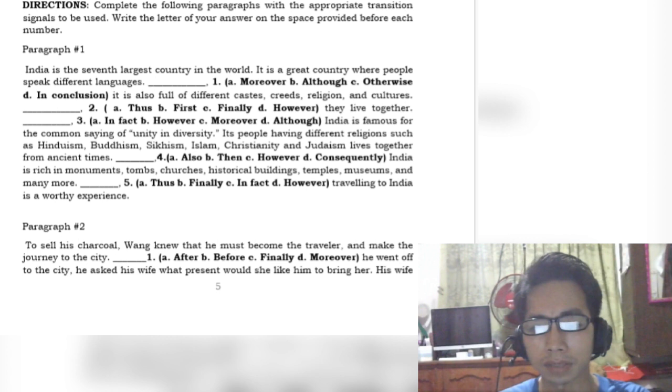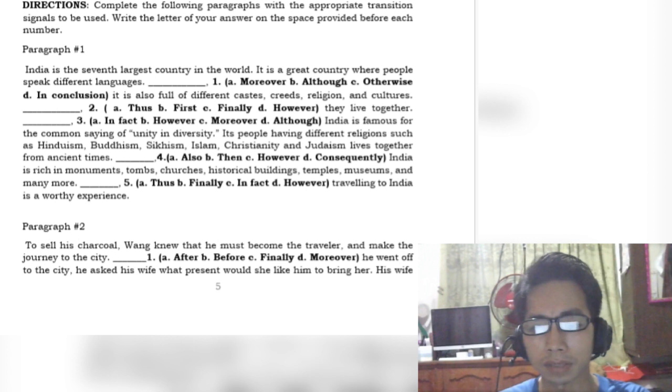For instance, I have here the example, as a result. So here number 1, as a result, what do you think? Where does this as a result transition signal belong? Is it for addition or giving additional ideas, or is it sequential, giving a sequence of events, or does it present a cause and effect relationship, or does it give a condition, or an illustration of a specific condition or intentions, or does as a result show clarification of ideas? You may put that here.